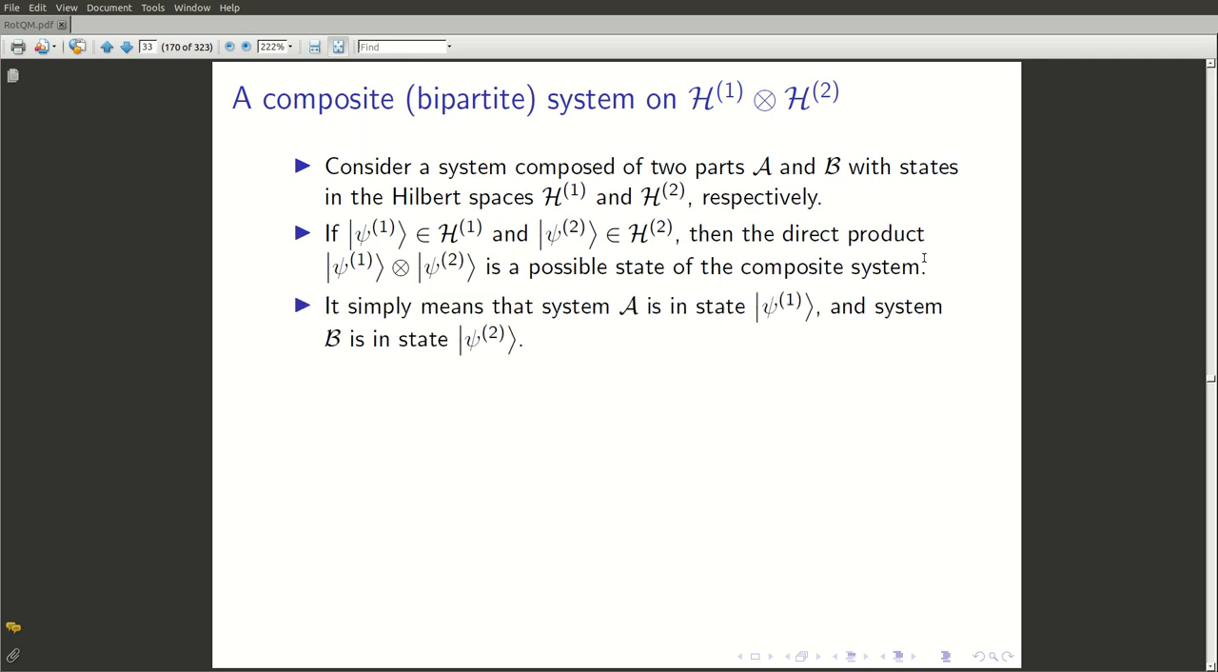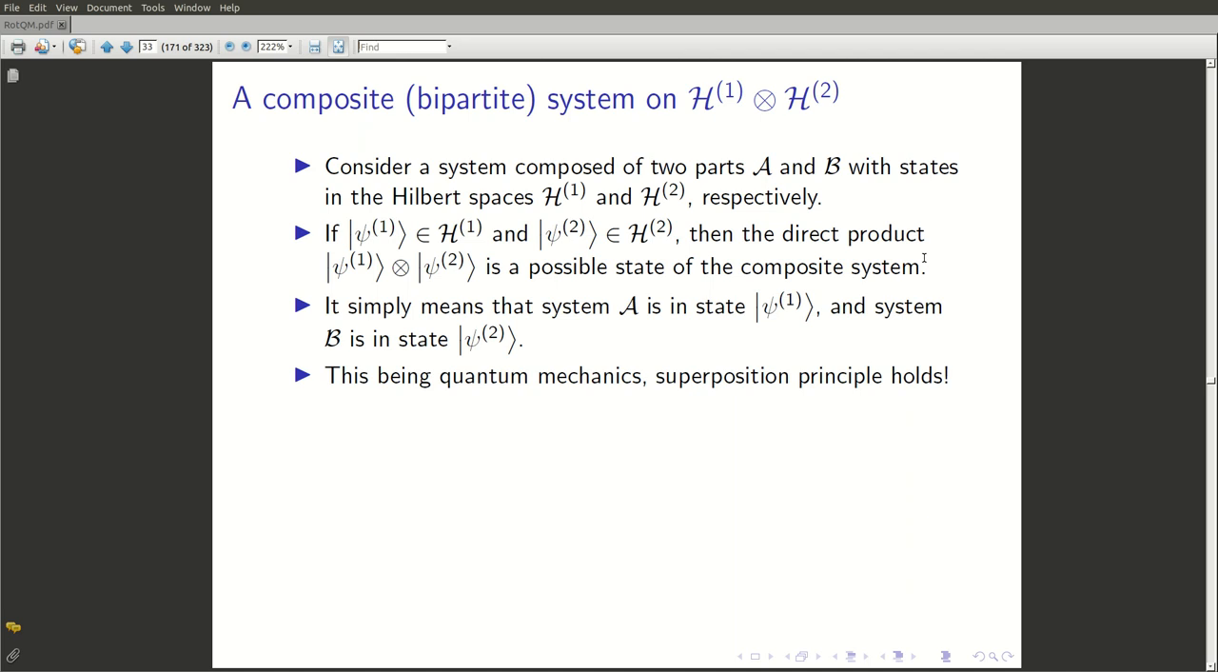Now, all that this particular state means is that system A is in state ψ1 and system B is in state ψ2. So, in this case, we are sure of which state each individual part of the composite system is in. However, remember this is quantum mechanics, so the superposition principle holds. So, a general state for the composite system may not be of the form ψ1 ⊗ ψ2, where ψ1 is in H1 and ψ2 is in H2.